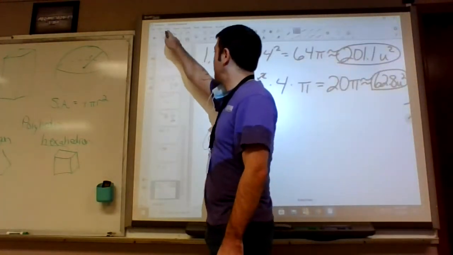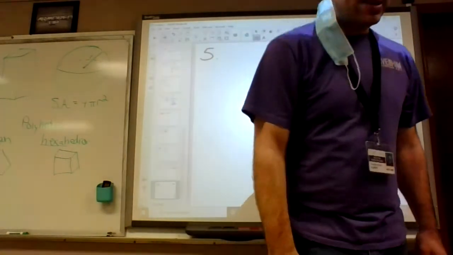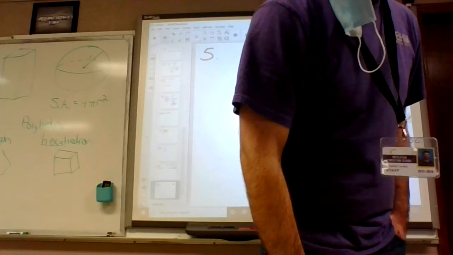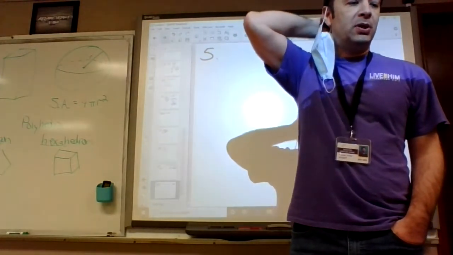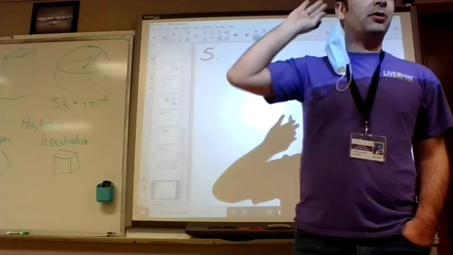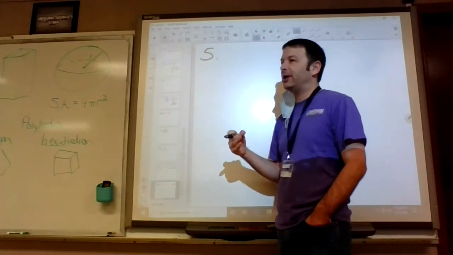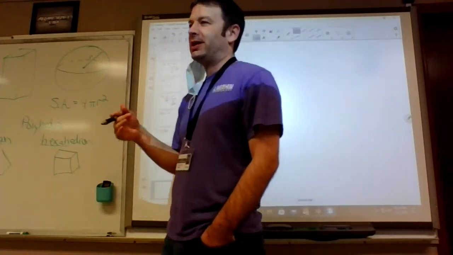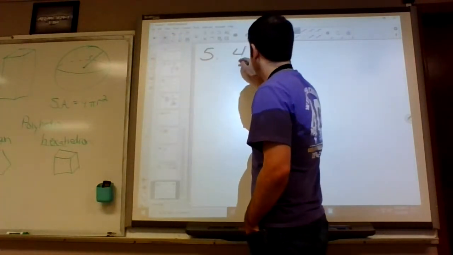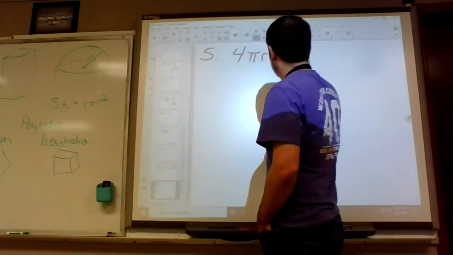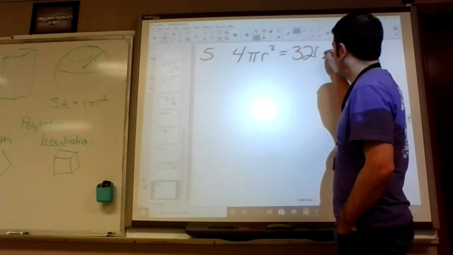Numero 5. Probably the better pronunciation. Okay, it says the surface area of a sphere is 320 pi square yards. What is the length of the radius? So they're giving us the area. They want us to work backwards to find the radius. So how could I set this problem up? So 4 pi r squared equals 320 pi. Exactly. So you set the formula up to equal the area.